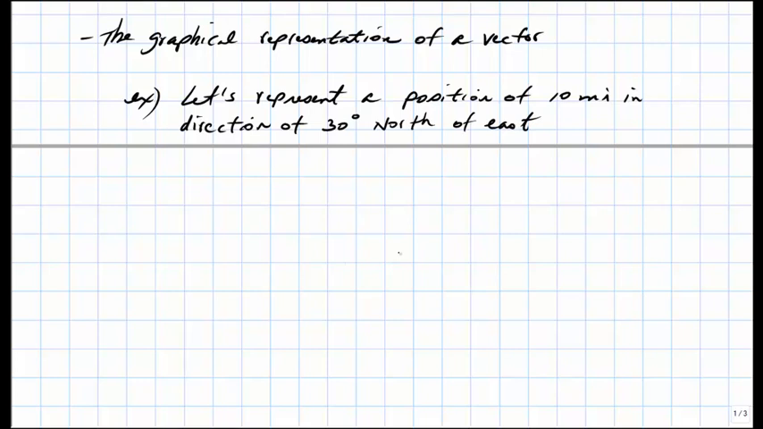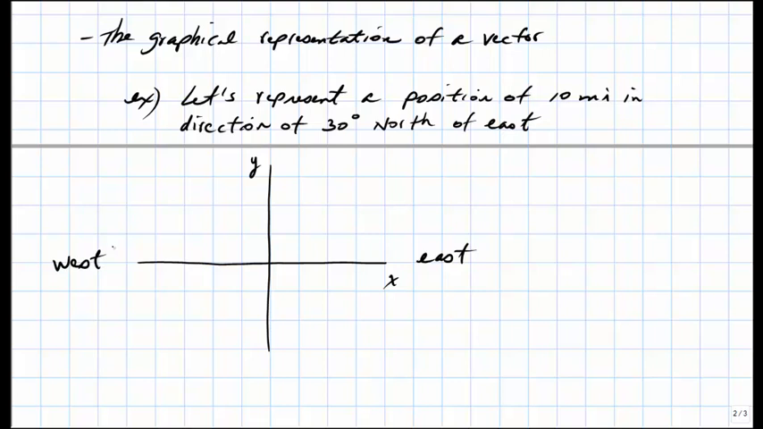The first thing we have to do is to introduce a Cartesian coordinate system. So let's do that. Here it is. Of course, this is the x-axis, this is the y-axis. Let's now show the directions. The positive x-axis is considered to be the eastern direction. So this is east. The opposite side is west. Positive y is north. And the negative y is considered to be the southern direction.